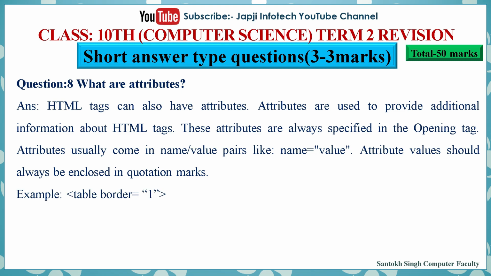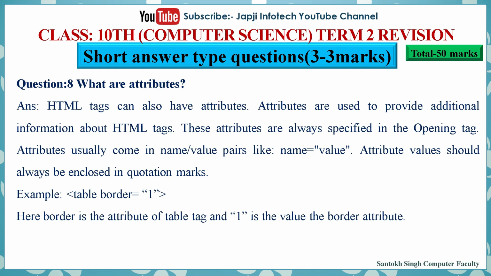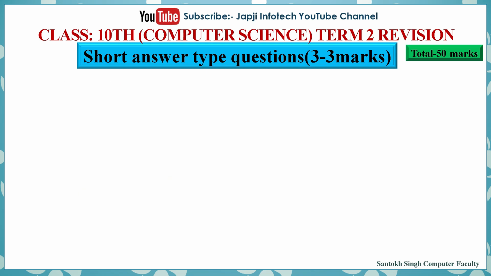First example is left angle bracket table, then space, border="1", then close the right angle bracket. So here border is the attribute of the table tag and 1 is the value of the border attribute.